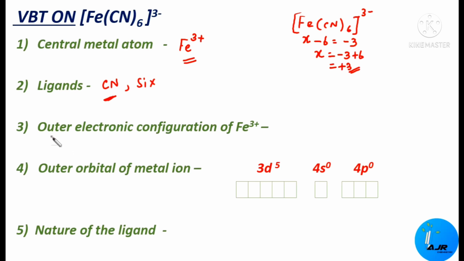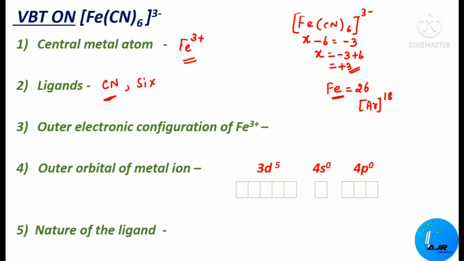Now what's the next one? The outer electronic configuration of Fe3+. We are supposed to write the outer electronic configuration of Fe3+. First of all, what is the atomic number of Fe? It is 26. To write the electronic configuration, first you should know the nearest noble gas. Which is the nearest noble gas for iron? It is argon. What is the atomic number of argon? It is 18.